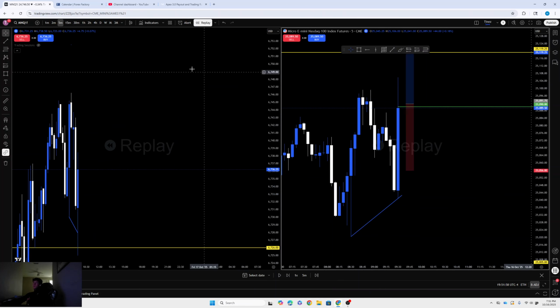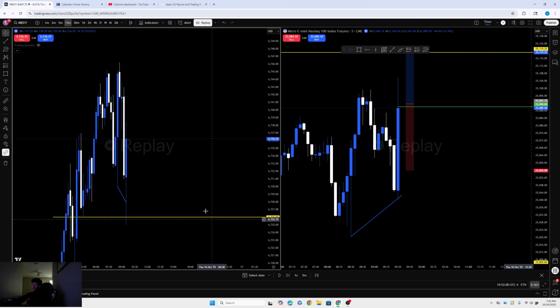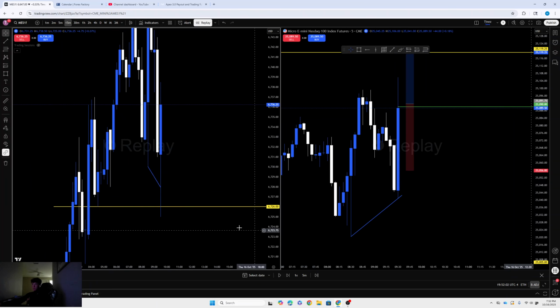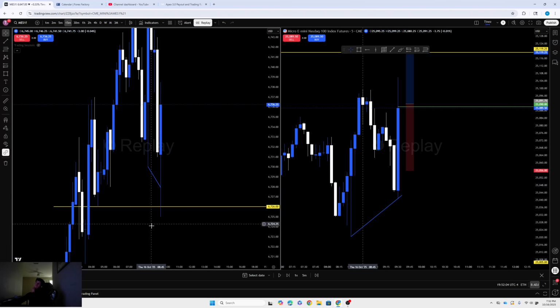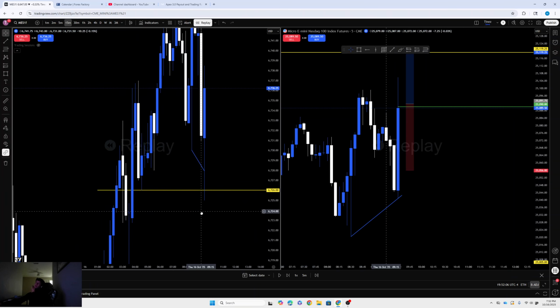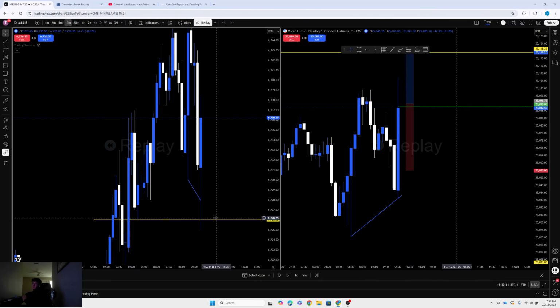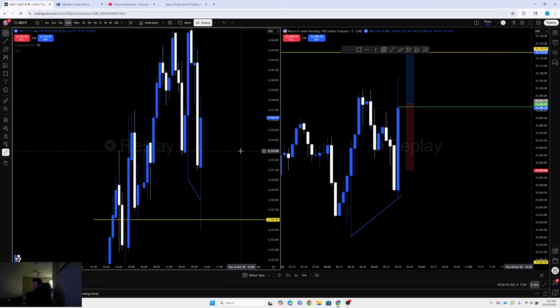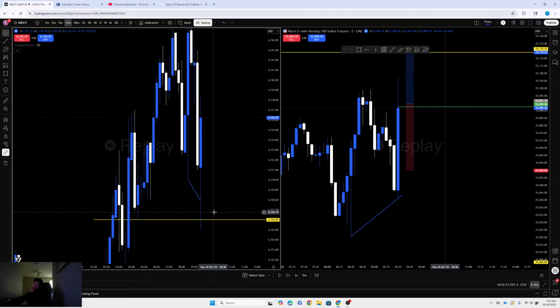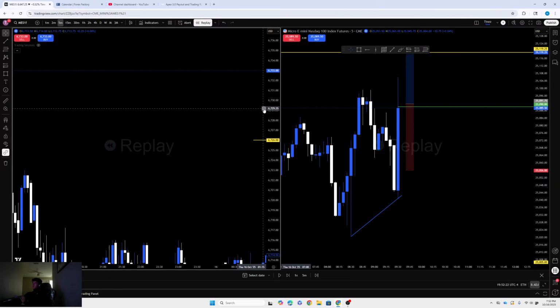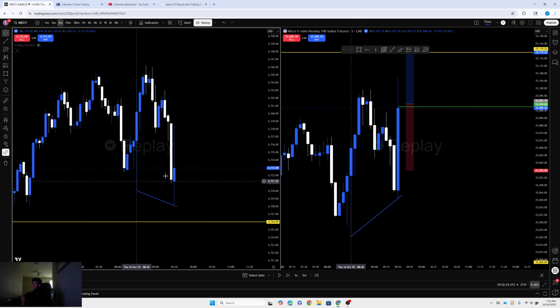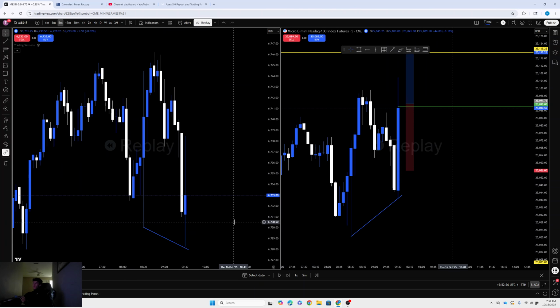On the 15-minute, looking back at this now, this gap already got tapped into. But I don't know if I really count that. I mean, I still count it as a confluence, because we already respected this gap, and the fact that we're respecting it again shows that it's a level of resistance. So we get that.